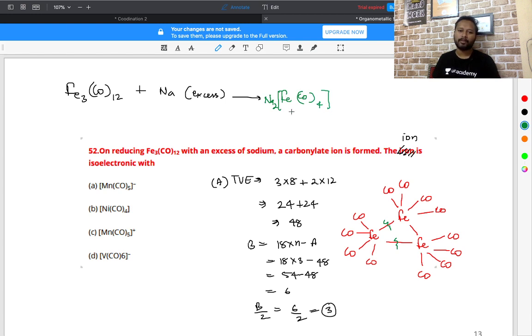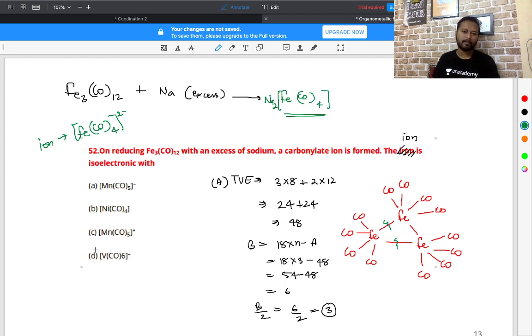Now you just need to know that the ion which is formed, if I just talk about the ion, so what is the ion? Ion is nothing but Fe(CO)4, that's the ion. Okay, so you have to see which of these complexes are isoelectronic with that. Okay, so Fe(CO)4 2 minus. Just look upon the options. So if I just talk about this iron complex, iron is having 8 electrons. Okay, so it's an 18 electron species. Now go with the options.